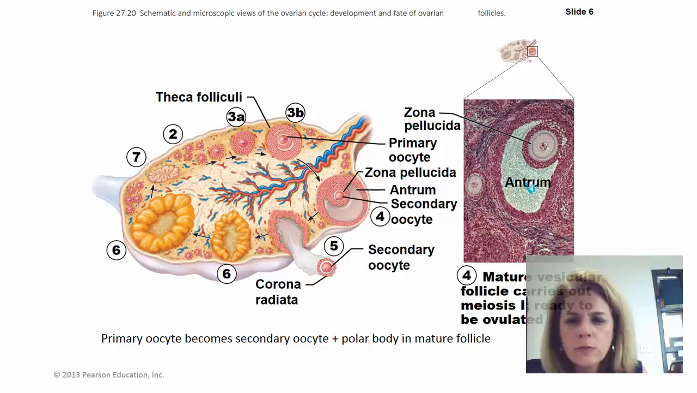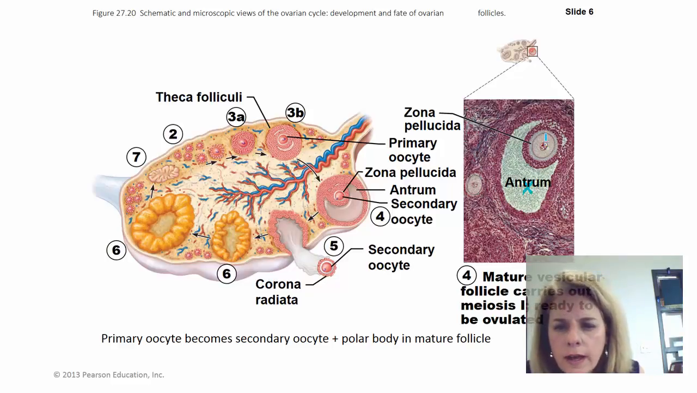So here's your antrum, your fluid-filled antrum. Here is your oocyte. This clear zone is your zona pellucida, and you have a corona radiata. So it's like a crown. It's like this layer here, like a crown around the cell, called the corona radiata.